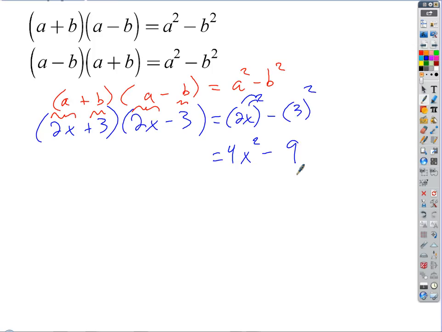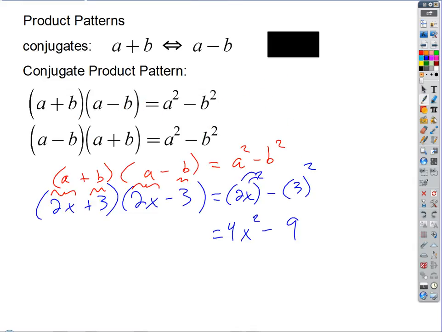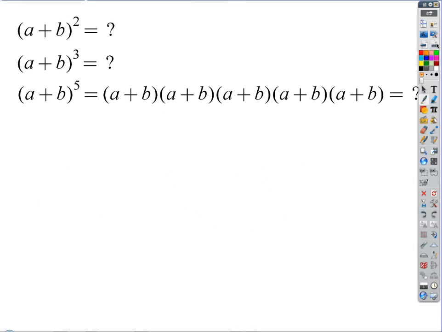Now that one doesn't save you a ton of time, but it saves you some time. So it's a somewhat useful pattern, but they get better. Some of these save you a lot of time. So what about stuff like this? What if we wanted to take a binomial, a plus b, where a just means the first term, b means the second term, and square it out, or cube it out, or take it to the fifth power? That would be time consuming.